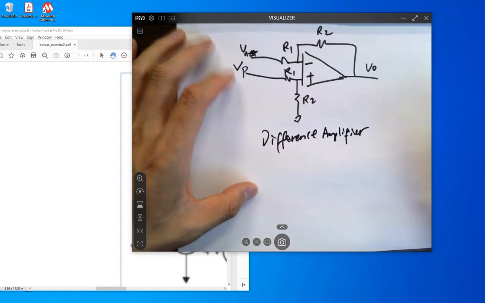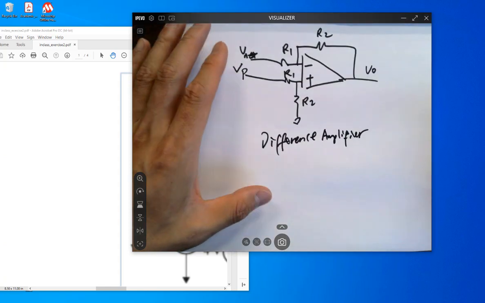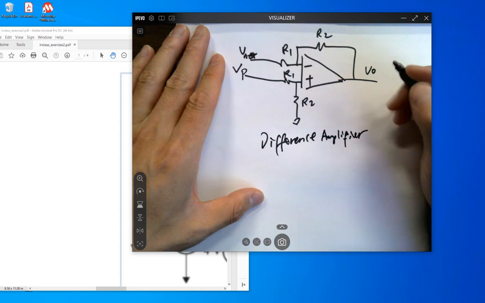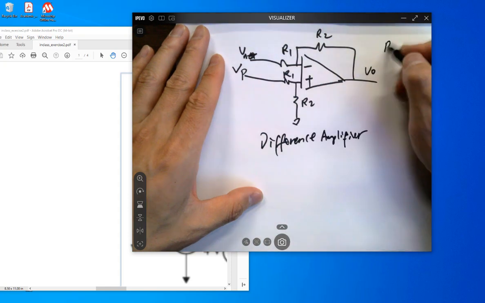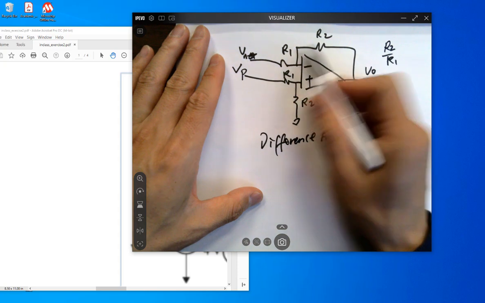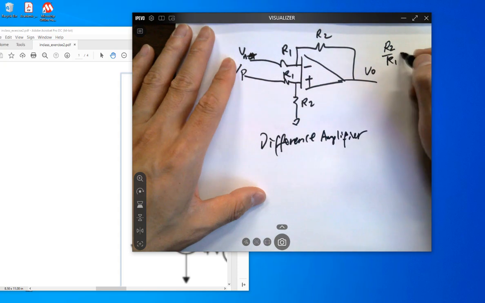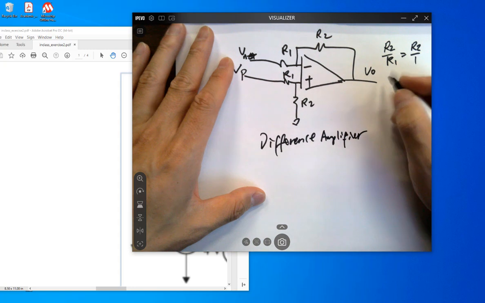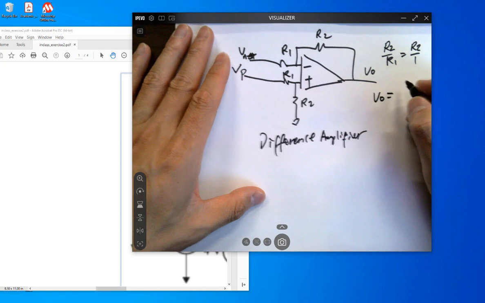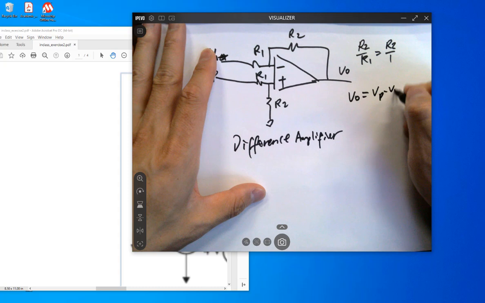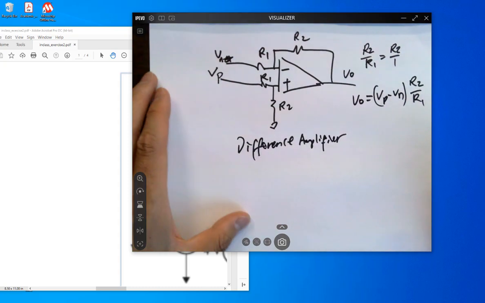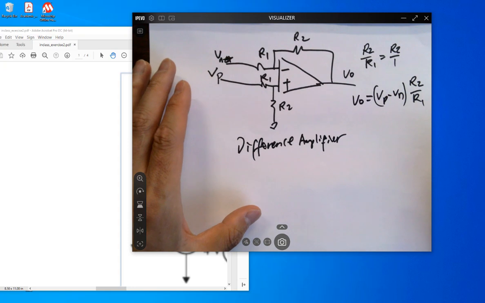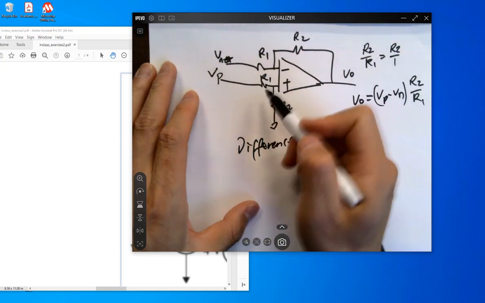We didn't derive the voltage gain of it since we didn't have time. But you need to know that it's symmetrical, R2 over R1. I labeled the same name because I'm assuming they are the same values. And V out equals VP minus VN times R2 over R1. Okay? So that's the right way to use this difference amplifier.